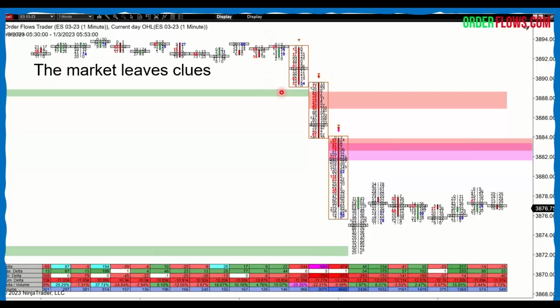But what were the signs? Okay, you got that big bar here. You got 1, 2, 3, 4, 5, 6 selling imbalances. Now, I haven't spent much time talking about imbalances. That's one of the basics of order flow. Most traders already know. But if you're not really familiar with the buying or selling imbalances, watch some of my videos on my YouTube channel. I spend a lot of time talking about that.